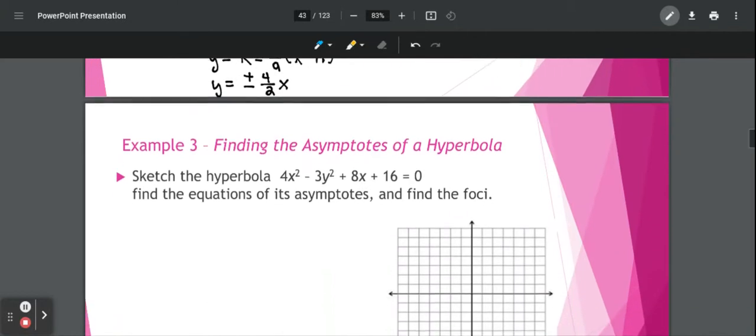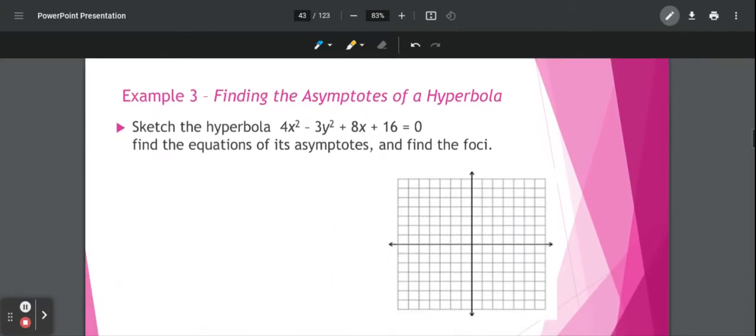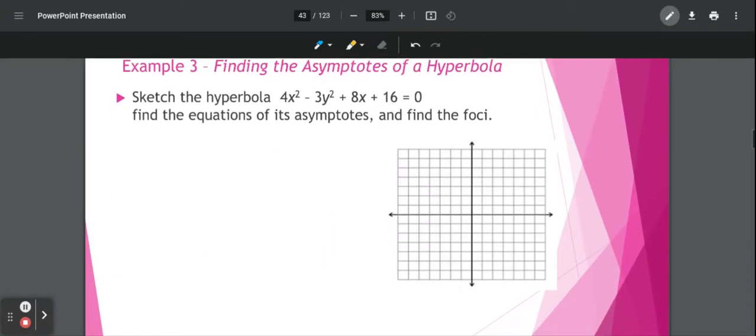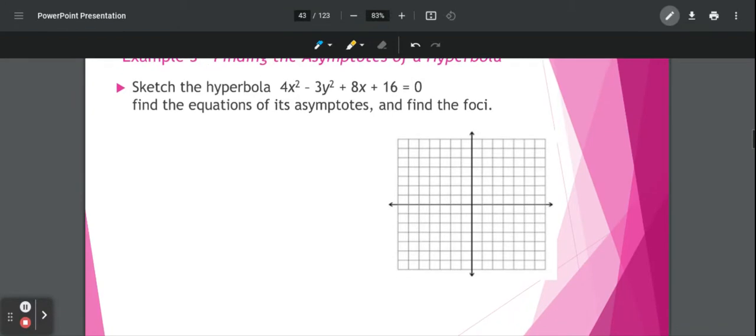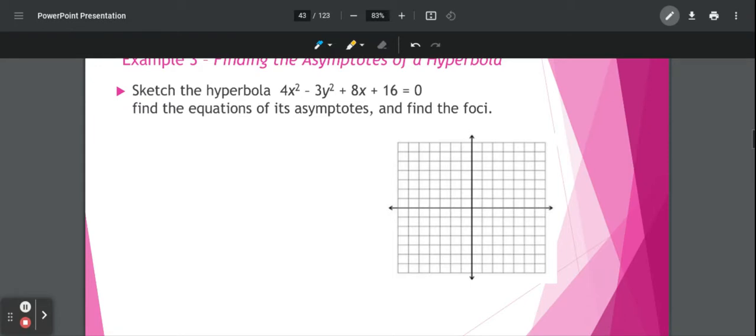So in our next example, we're going to sketch another hyperbola and find an equation of the asymptotes. And we're also going to find the foci, which we didn't do in the last one. And so if you notice here, they don't necessarily give us information, but they give us this equation that we're going to have to put into standard form.